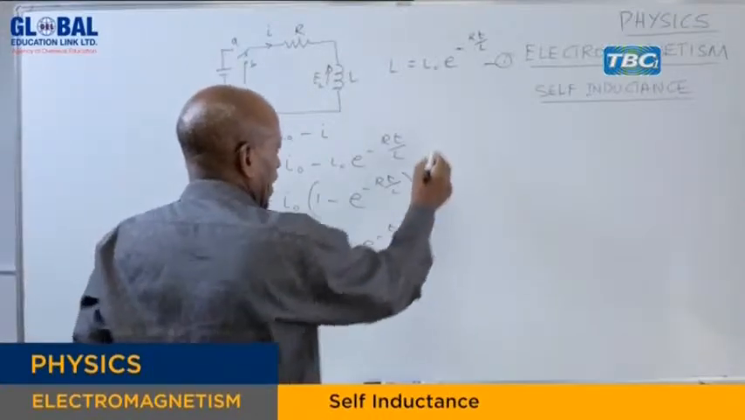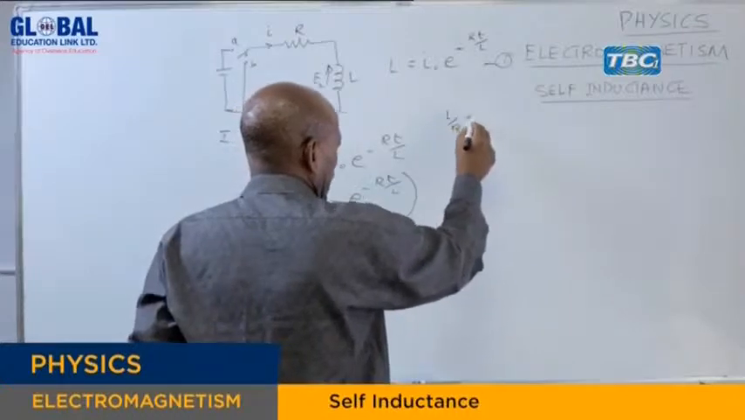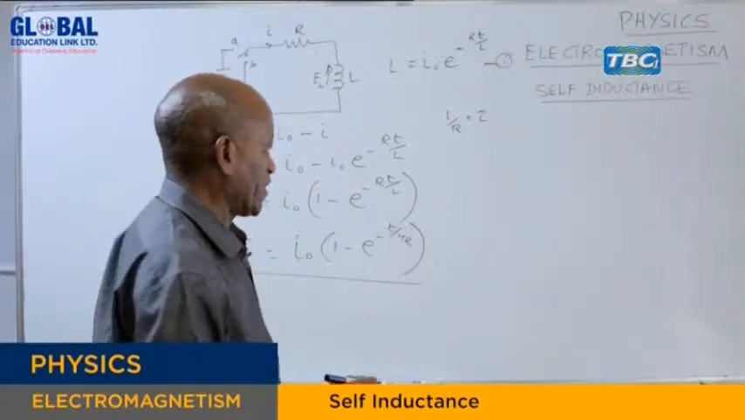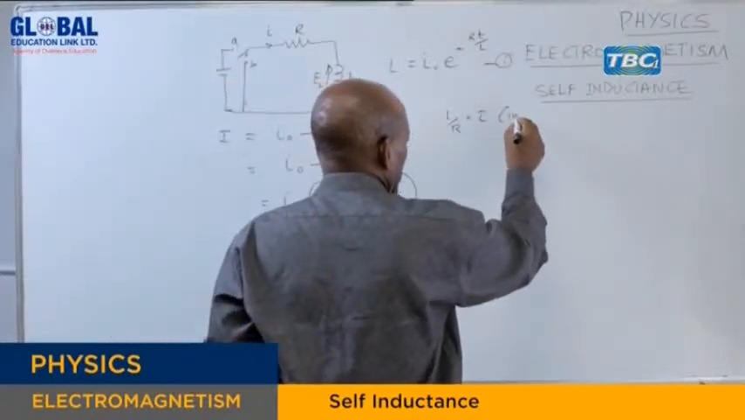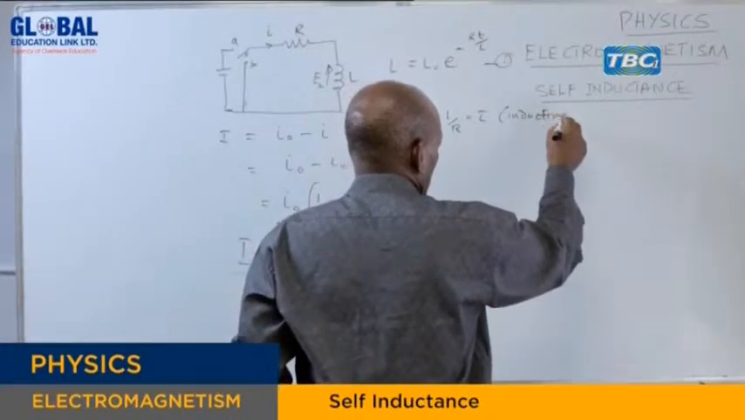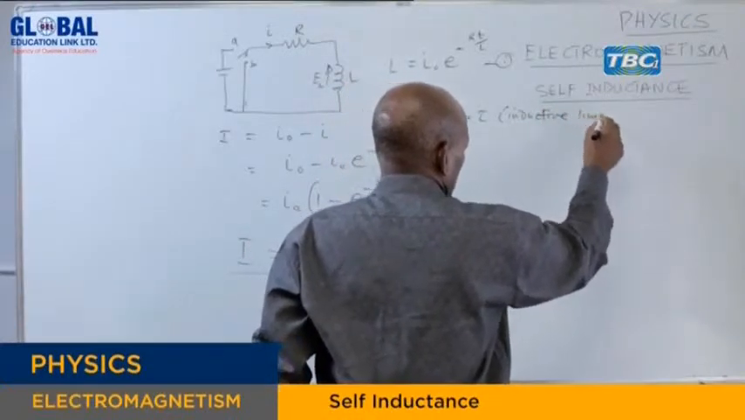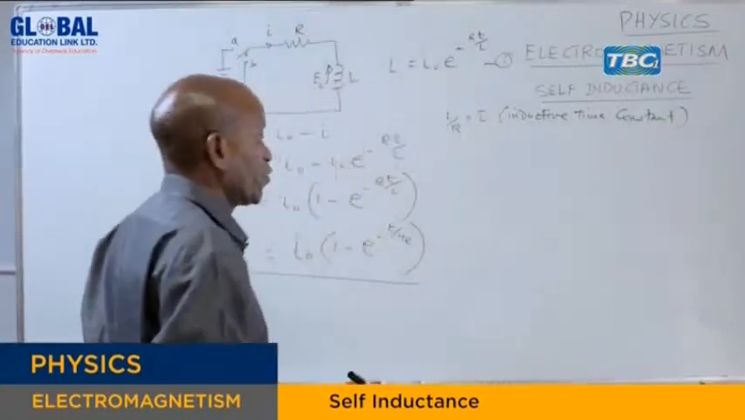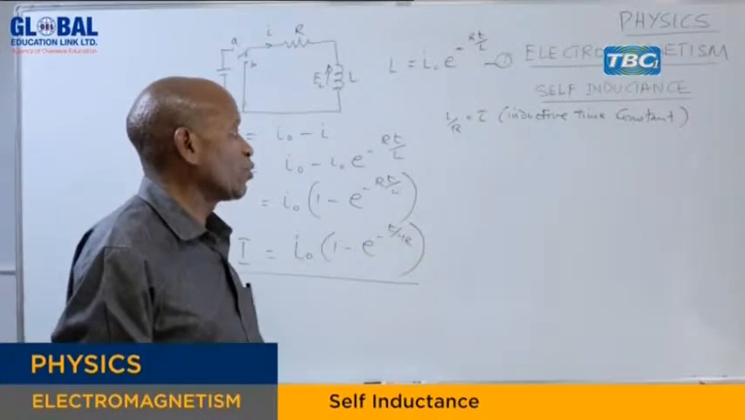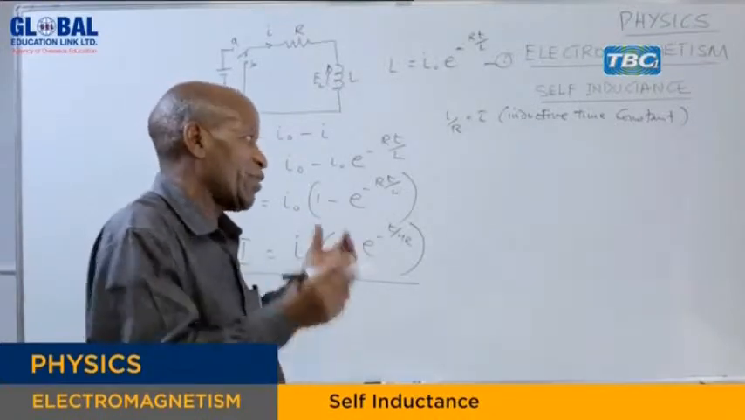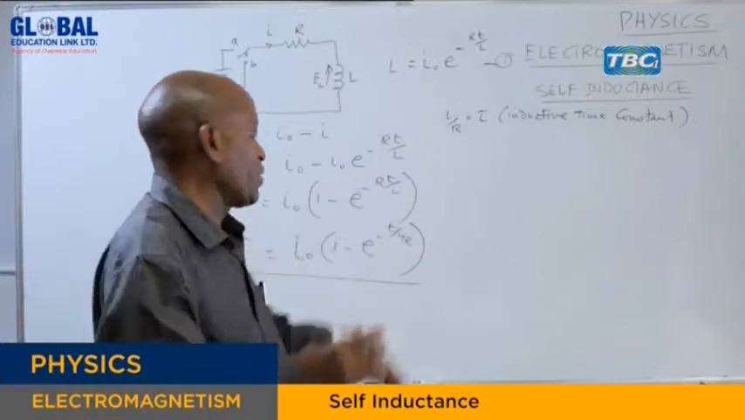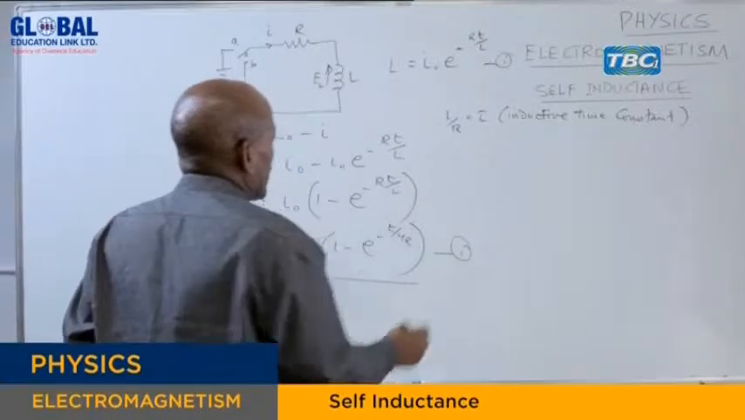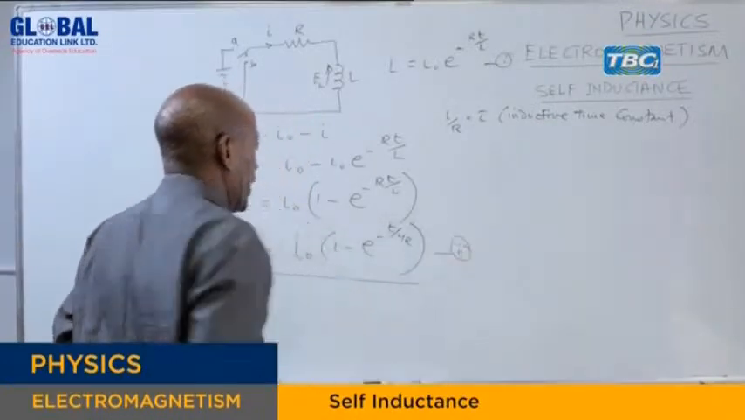This is the main current I which will be flowing in the circuit. But the L over R, this is what we call tau, and this is called the inductive time constant. The inductive time constant can project at what time the current will be of a certain magnitude. So we have a general expression as given by this equation here.